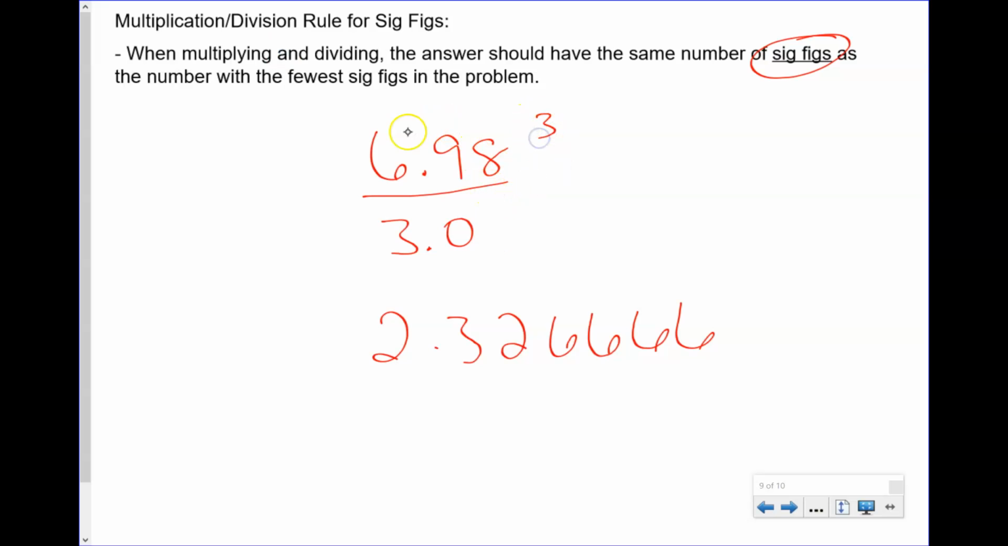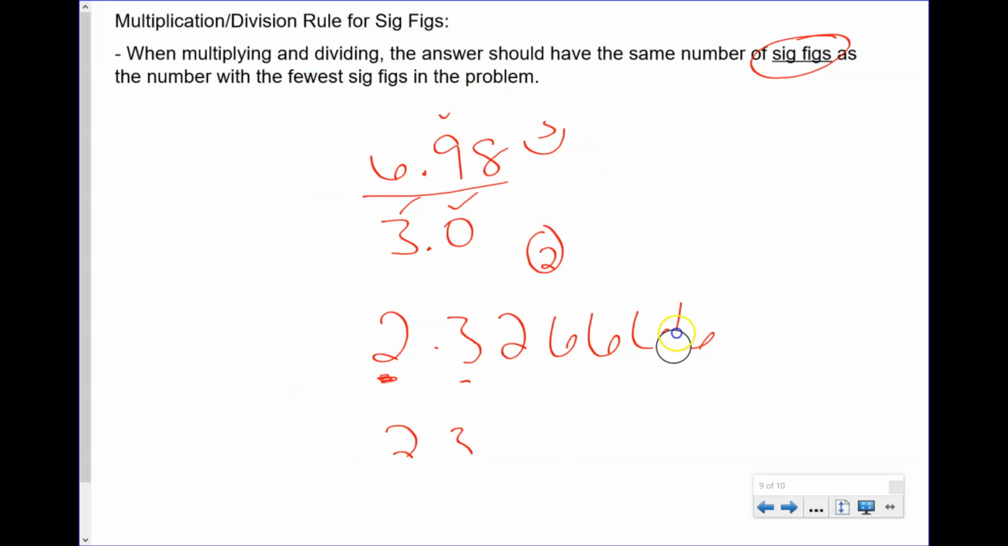So according to the rule, I look at the number of sig figs of each of these numbers. There's 3 sig figs here: 1, 2, 3. Down here there's 2. That 3 is significant, and that 0 is significant because it's to the right of the decimal and at the end of the number. So 2 sig figs there. So in this case, 2 is obviously smaller than 3, so it's the fewer number, so my answer has to be rounded to 2 sig figs. So 2 and the 3, so my answer is 2.3. Or I'm sorry, I wrote a 2, but it should be 2.3.